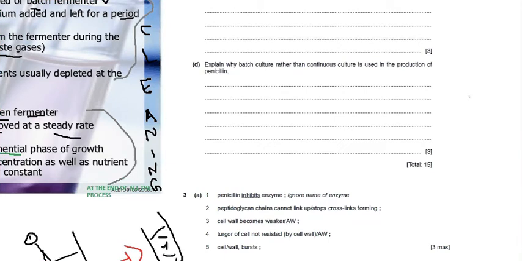Welcome back. As we said in the last video, we will be explaining why batch culture is used for the production of penicillin. There is only one reason for this: penicillin is a secondary metabolite. This is the only reason. There are many points which relate to this, and we need those points.